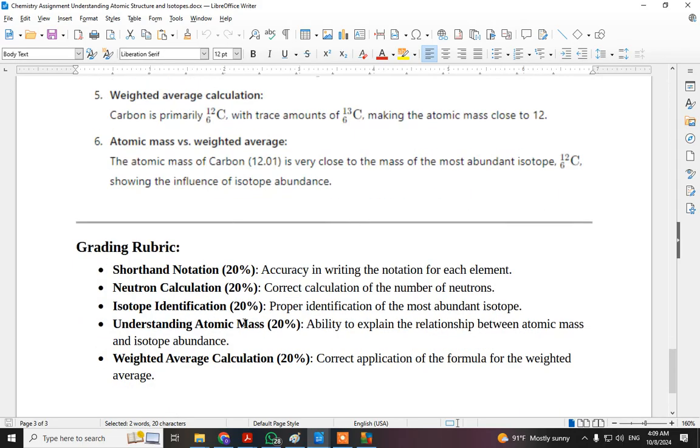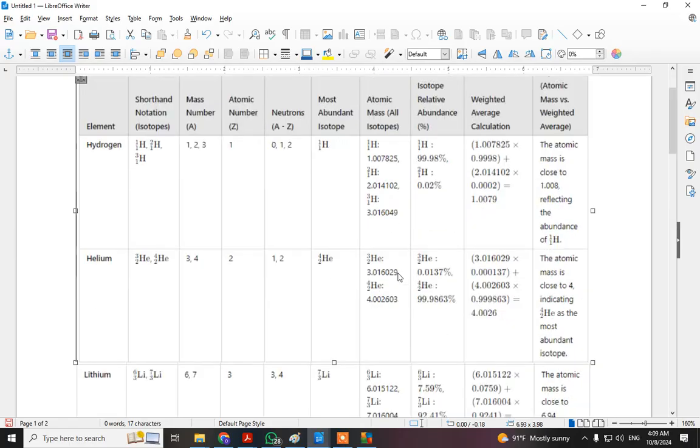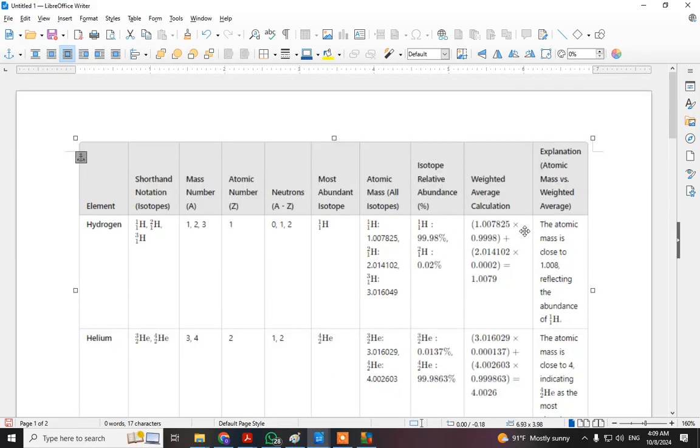Here's a little checklist so you can see what I'm going to be looking for in your little assignment. Now, this is an example of how I want you to fill the table. You start with the element name, obviously. Then I want you to do the shorthand notation of all the versions of this element. That is to say, all the isotopes. In hydrogen, we understand that there are three: hydrogen 1, hydrogen 2, hydrogen 3. Okay? What is this telling us?